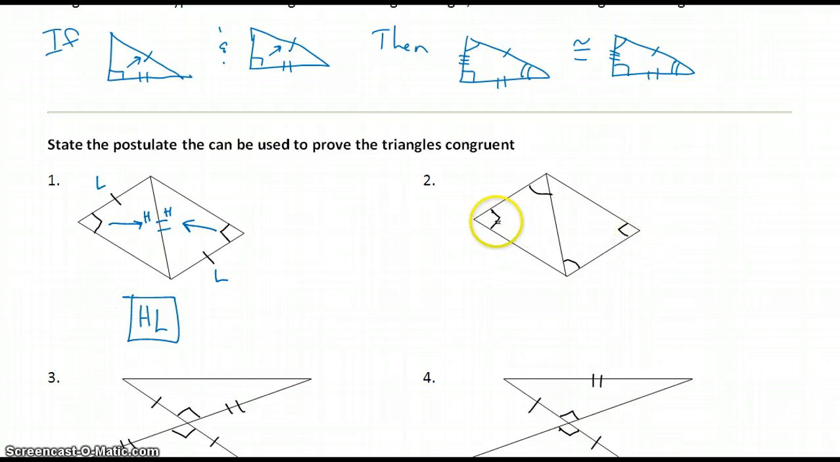Now be careful, just because two triangles have a right angle does not mean that it is automatically HL. If we look at this example, we still have our shared side, but this time we have a pair of congruent angles that are right, a pair of acute angles, and a pair of congruent sides. So these triangles are congruent by angle, angle, side.